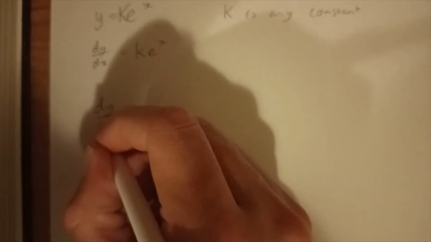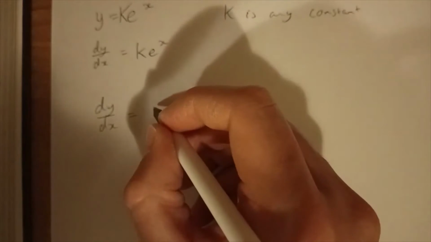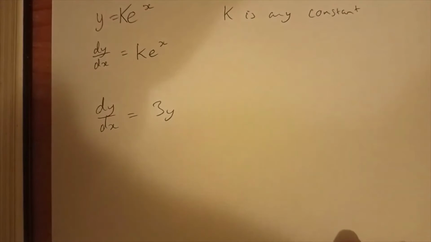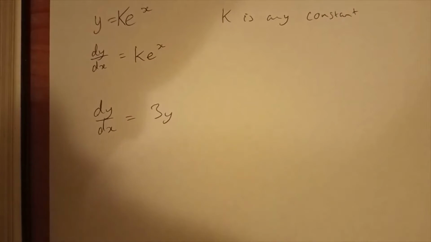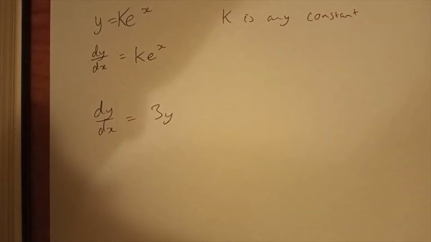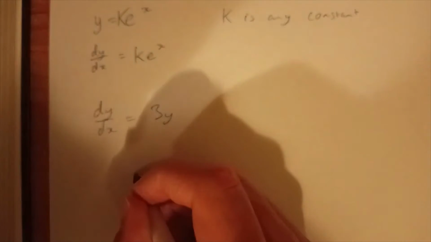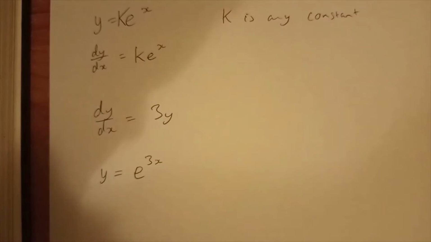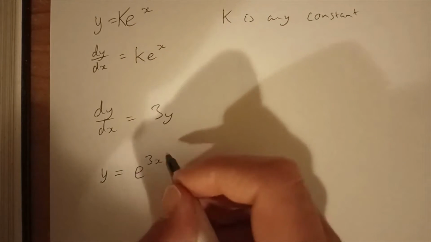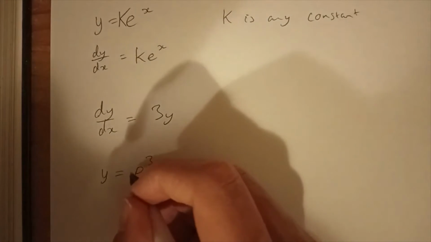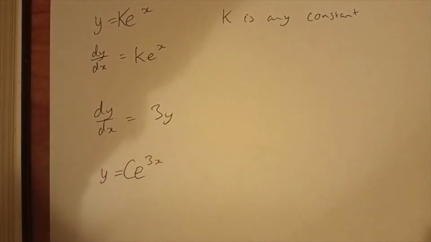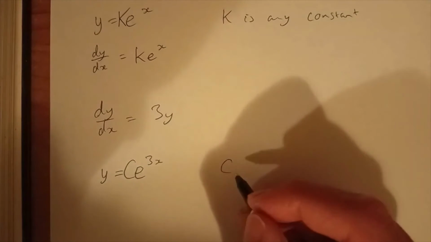Similarly, if we had dy dx equals 3 times y, then we need to find a function for which the derivative is 3 times the function itself. And e to the power 3x works. That solves the equation. And again, any constant multiple times this function also is a solution. I might put a c in front. That can be the constant.